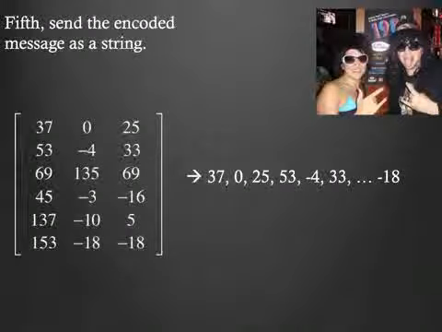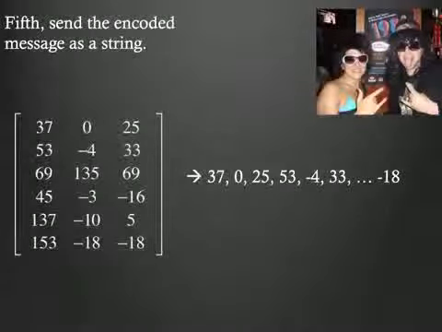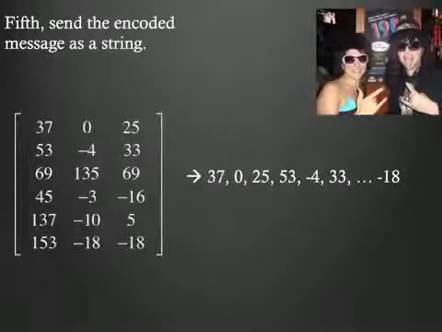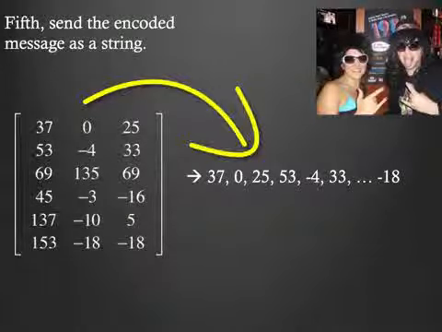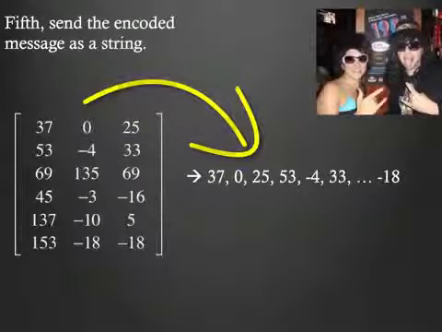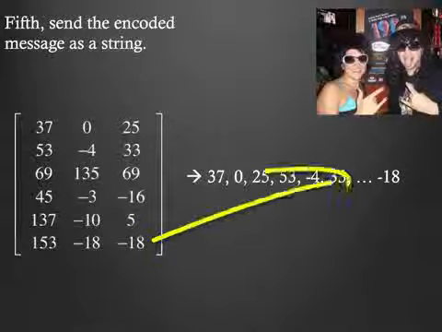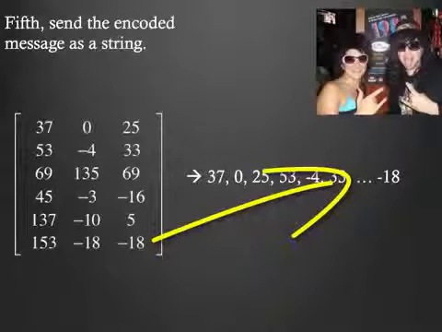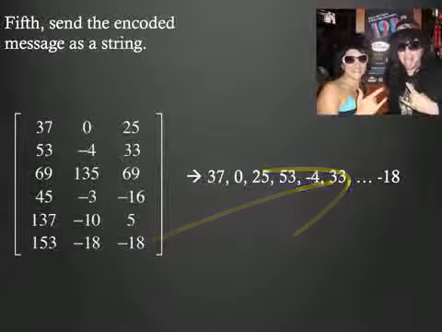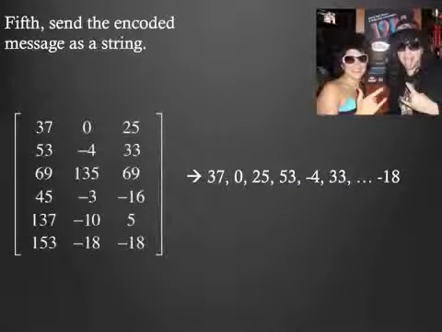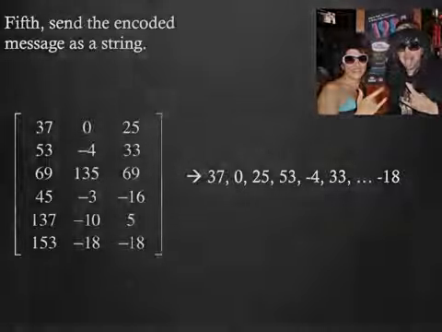Now the last thing that we're going to do is take our encoded message and write this as a string. So we'll start with 37, then 0, then 25, and go all the way down until we get to our last number, which in this case is negative 18. This is what we would give to somebody, and that somebody is either going to take it to somebody it's intended for, or maybe they were the intended person. That person will then work on decoding the string of numbers that they just got.